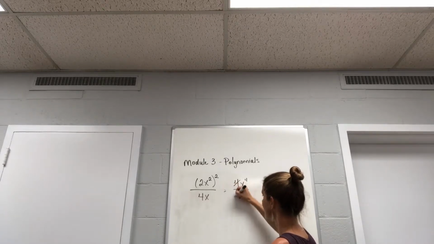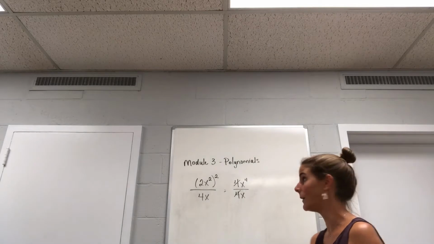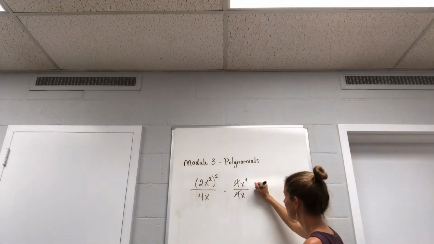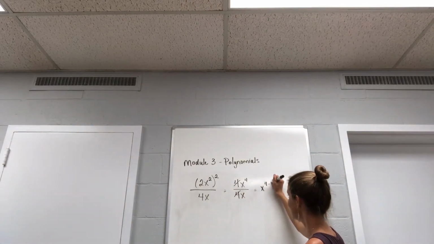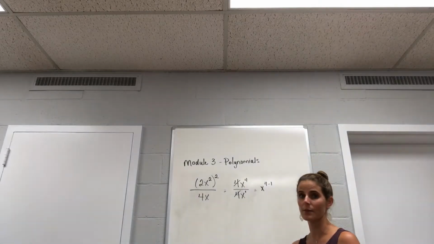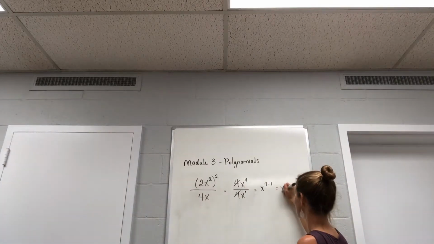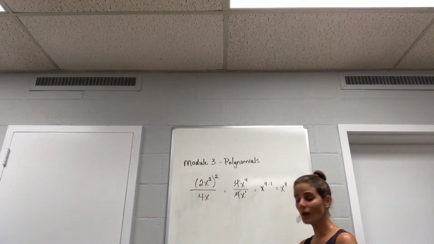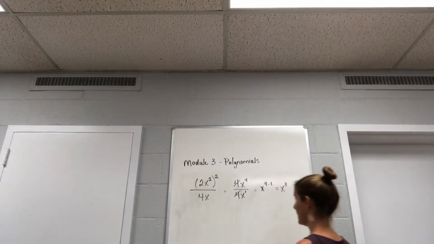So these 4's are going to cancel out. 4 divided by 4 is just 1. And then x to the fourth, this is going to leave us with x to the fourth minus 1. Again, that's understood to have a 1 exponent. And then that will give us x to the third power. All right, and even a little bit more involved than that.